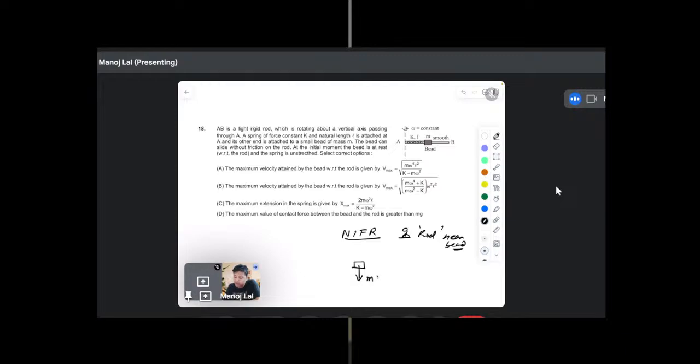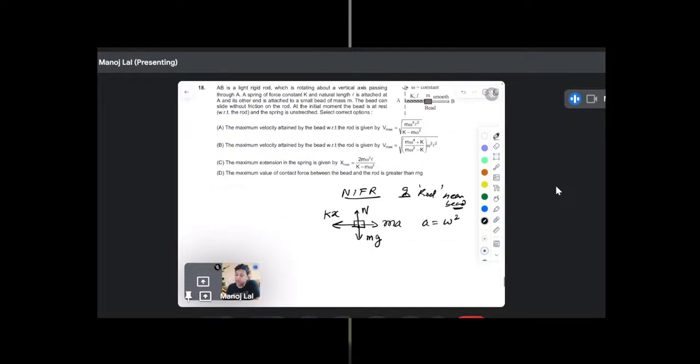What would be the forces acting on the bead? One is its weight, mg, the other is the normal reaction, and suppose there is some elongation x at that moment, then it will be kx. And since we have to consider the non-inertial observer, we have to consider the centrifugal or pseudo force, that will be m into a. This is the axis, and this is the spring. Suppose at this moment the length will be L naught, the natural length of the spring, plus x, because x is the elongation.